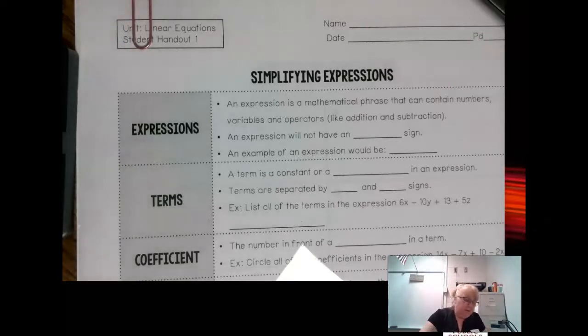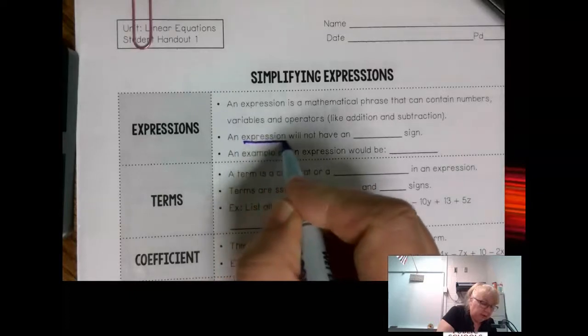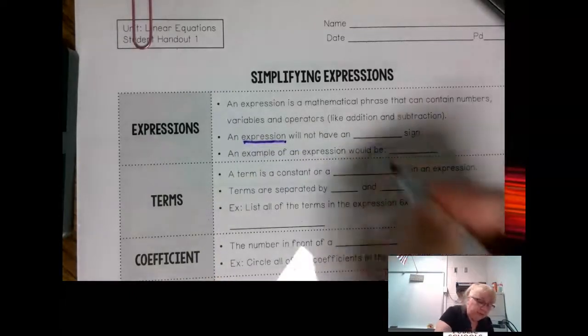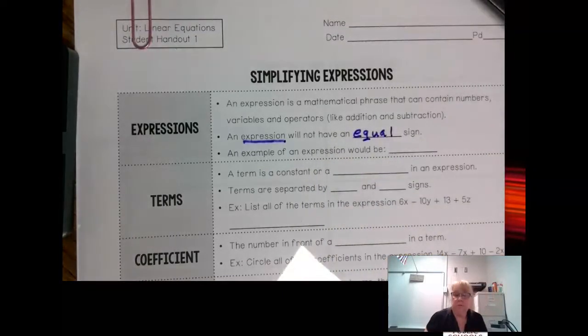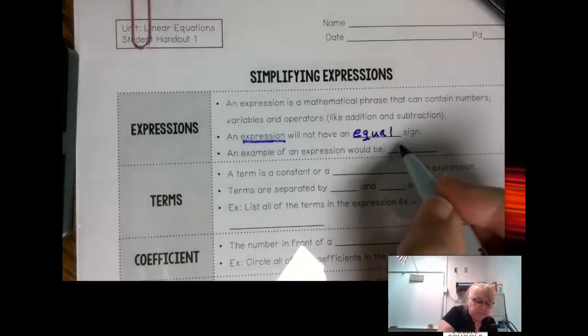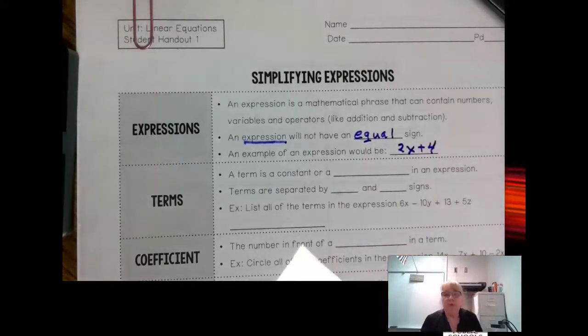Okay. Simplifying expressions. An expression is a mathematical phrase that can contain numbers, variables, and operations, or operators like plus and minus, addition, subtraction. An expression, and this is a key word here, an expression will not have an equal sign. An example of an expression would be 2x plus 4. No equal sign.